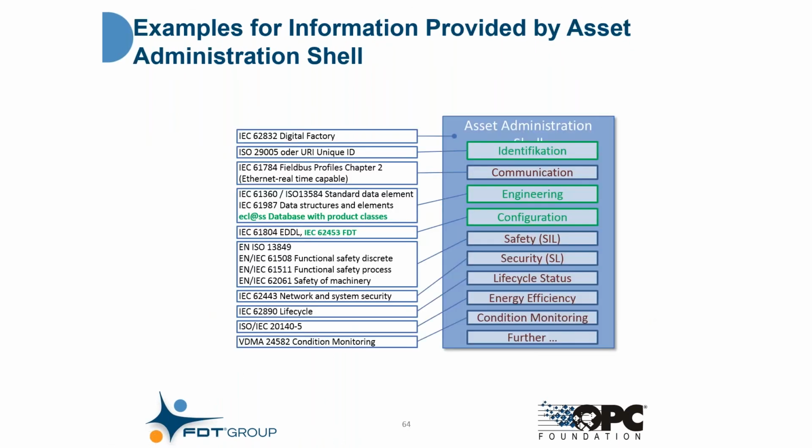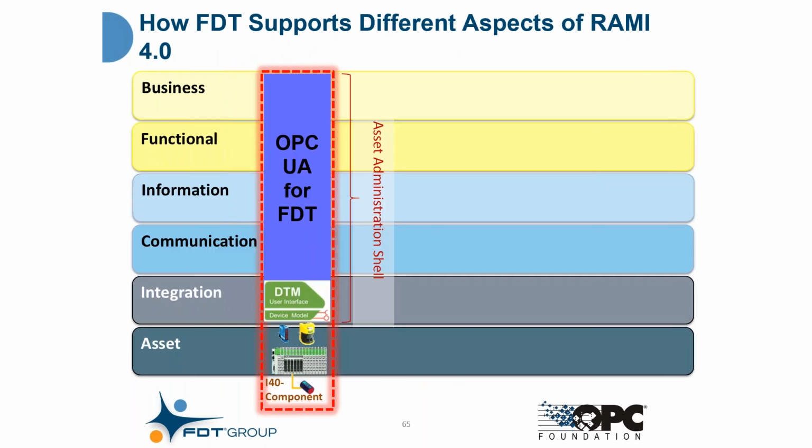So from the expectations that are already defined for an asset administration shell, with our prototype we are able to support identification information, engineering information based on E-class, and configuration information based on FDT. So when you look at this, basically we have the field device.